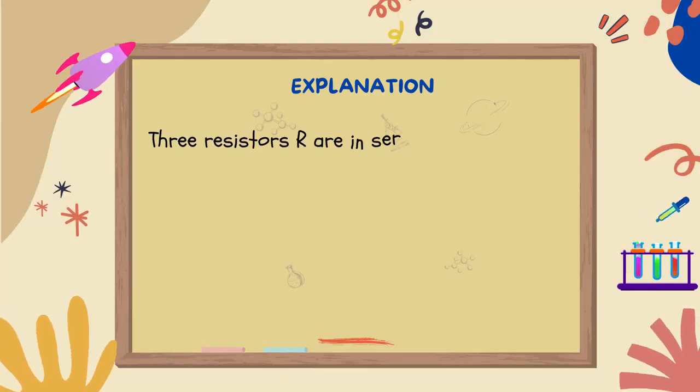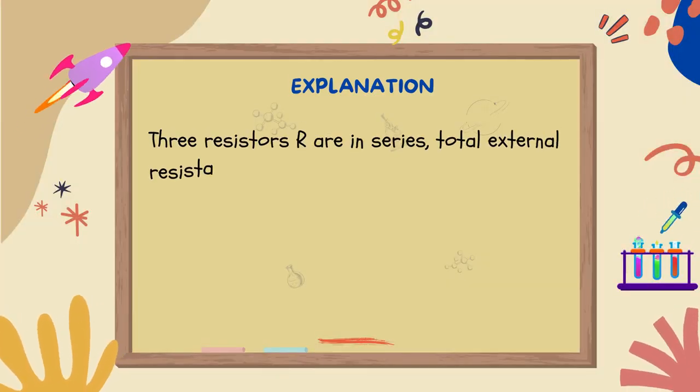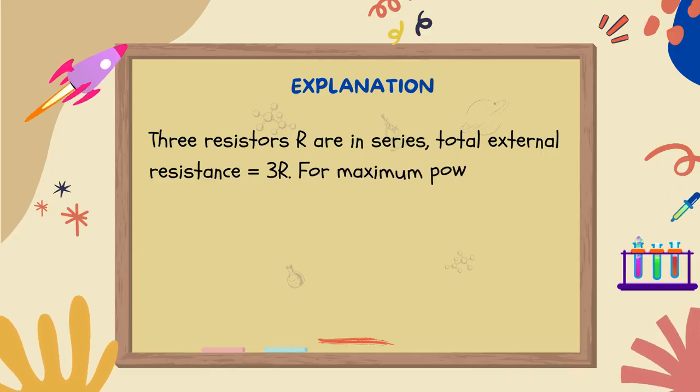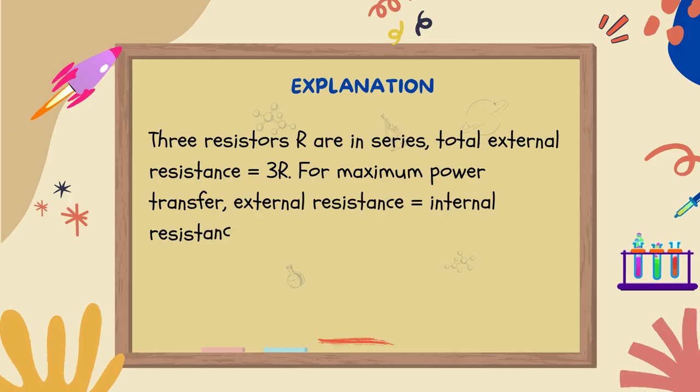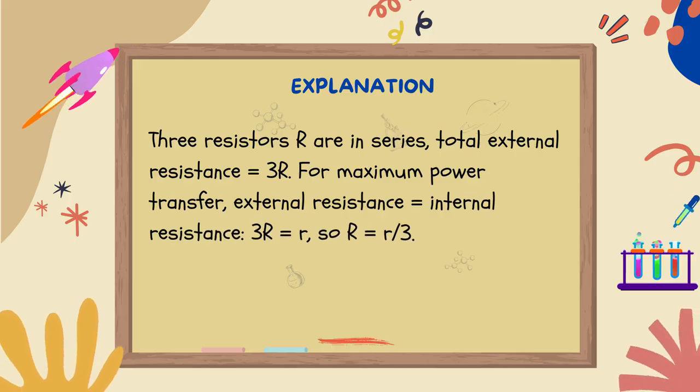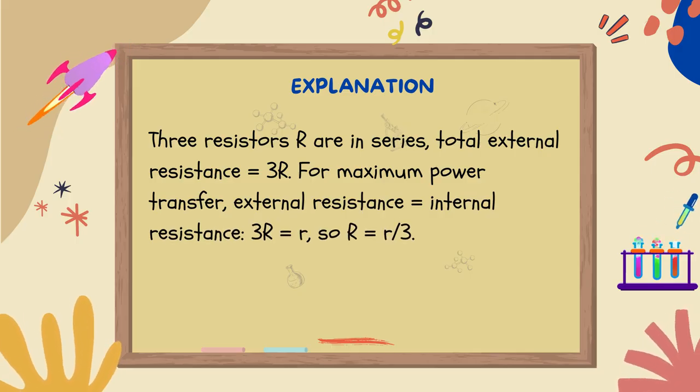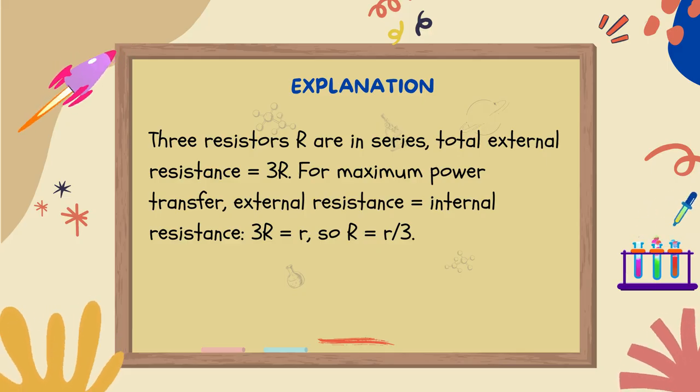Explanation: 3 resistors R are in series. Total external resistance equals 3 times R. For maximum power transfer, external resistance equals internal resistance. 3 times R equals R, so R equals R divided by 3.